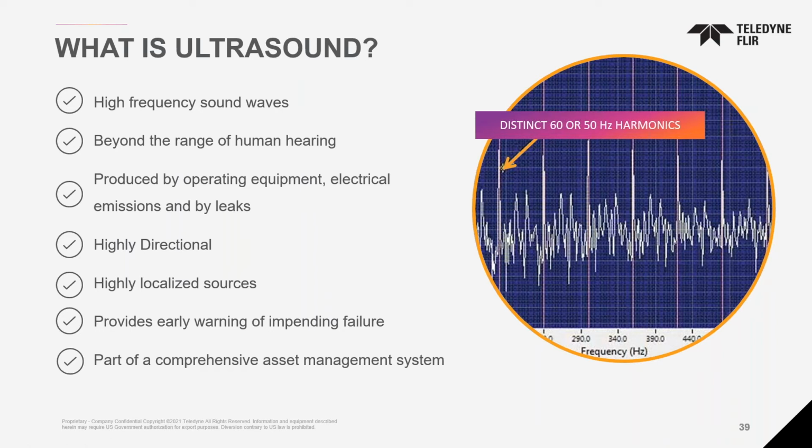It's produced by equipment, electrical, anything that can basically vibrate, or let's say there are air leaks, can create ultrasound. It's very directional. One thing about ultrasound frequencies is they're very directional. So you can localize them easily. It can give you early warning.